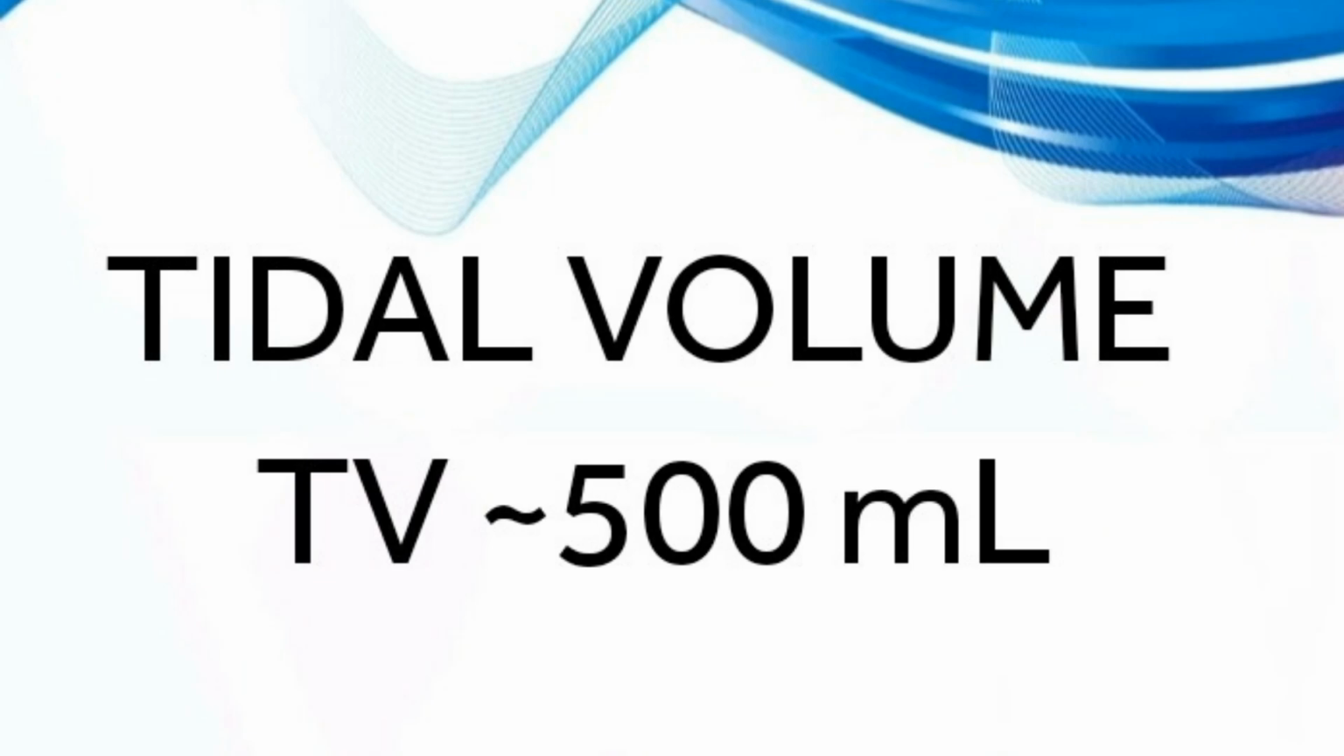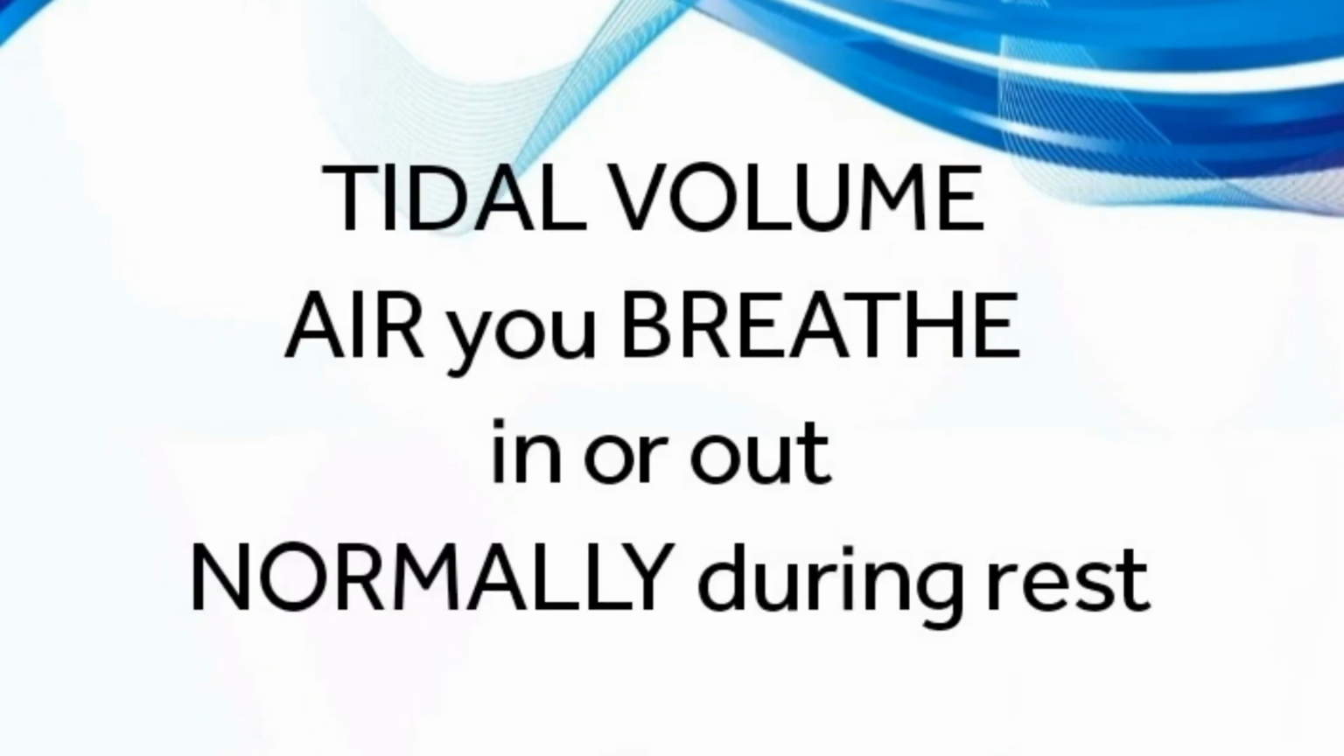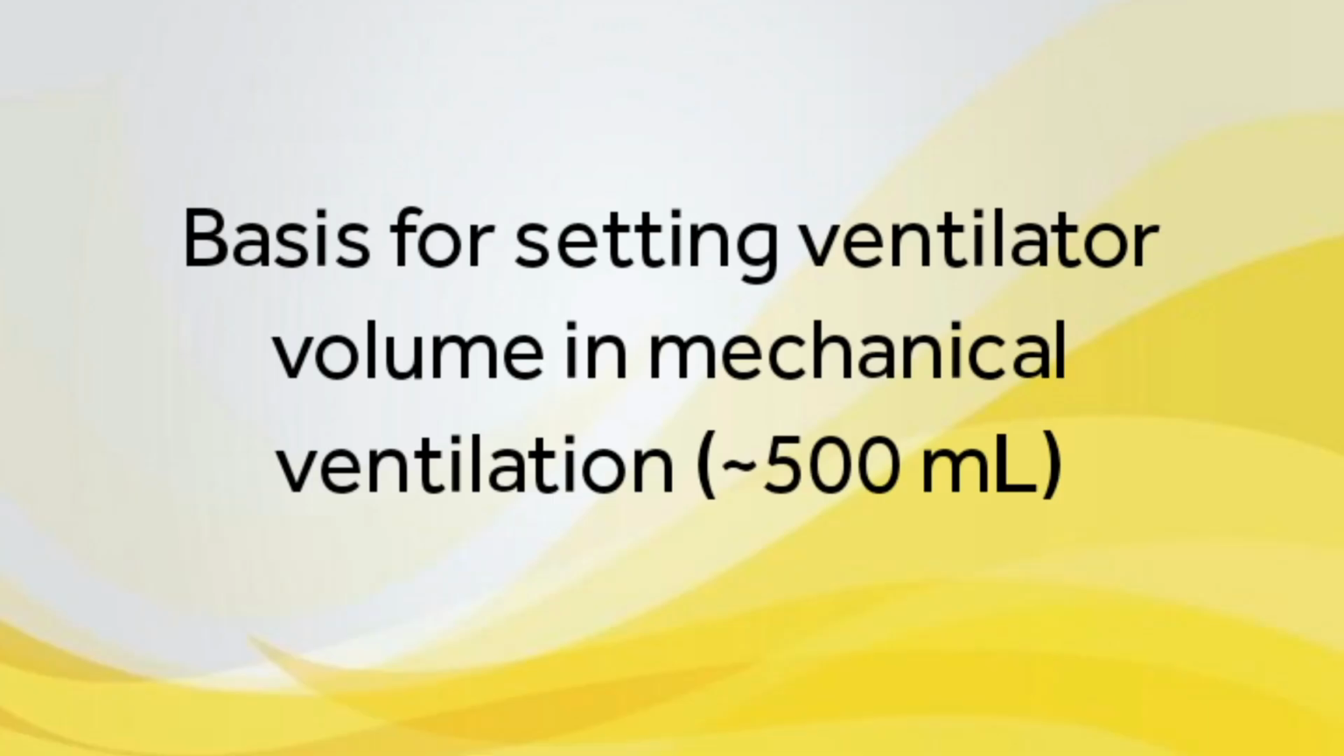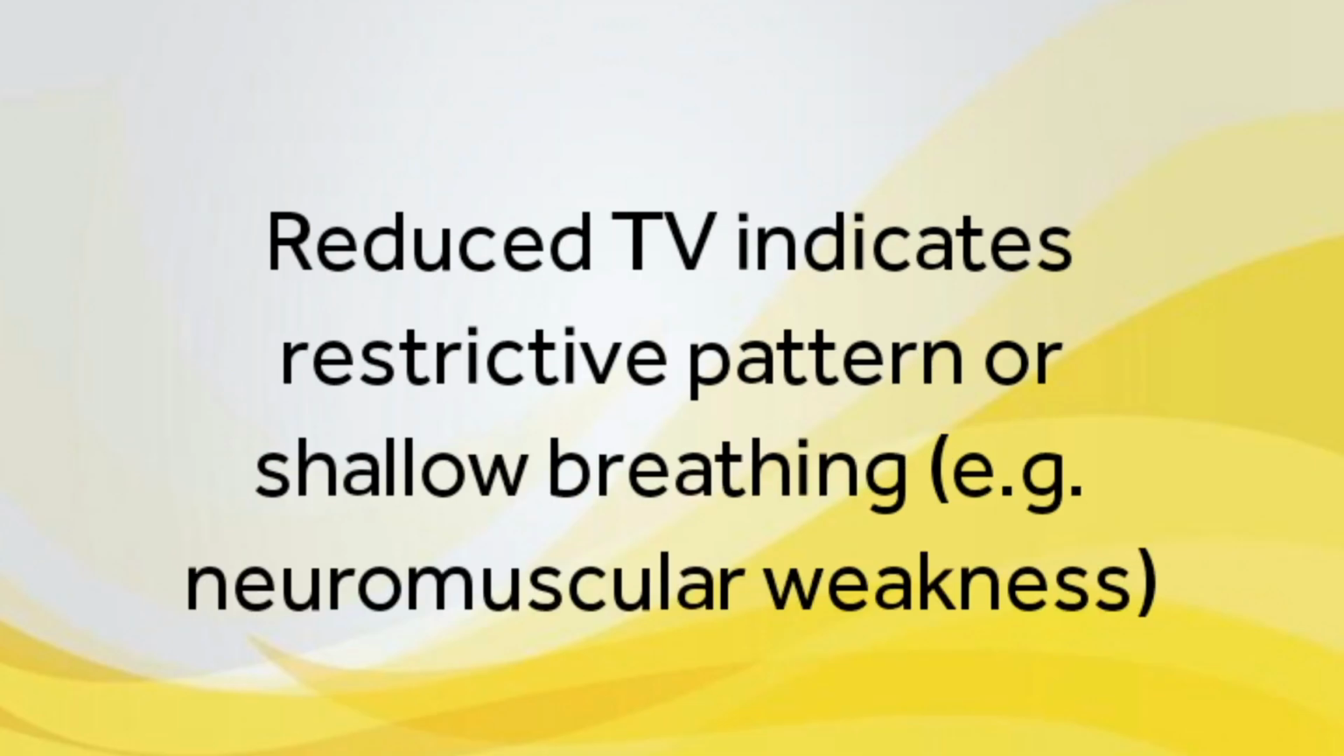Tidal volume is approximately 500 milliliters. It is the air you breathe in or out normally during rest. It is the basis for setting ventilator volume in mechanical ventilation. Reduced TV indicates a restrictive pattern or shallow breathing, for example, neuromuscular weakness.